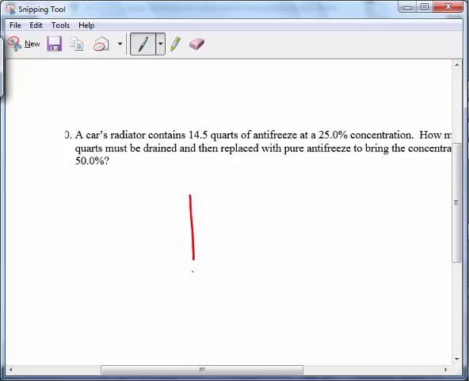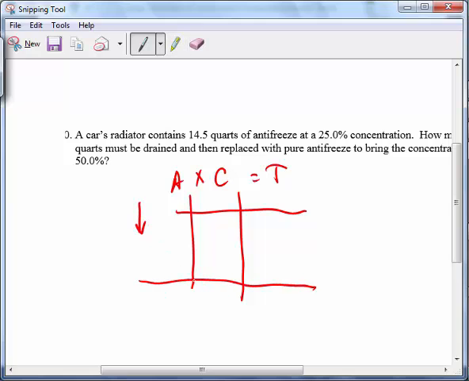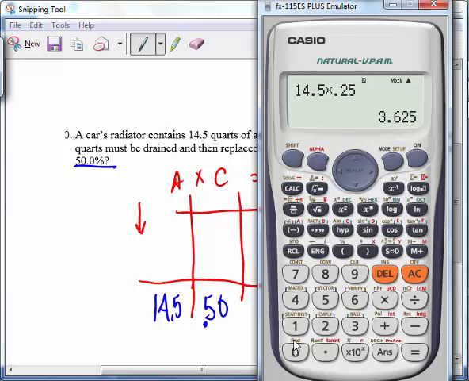Antifreeze. So this is the amount, this is the concentration and the total. Remember, you multiply to get the total. And then we're going to add going down so that we end up with 14.5 quarts. And we want it to be 50%. So 14.5 times 0.50 is 7.25.